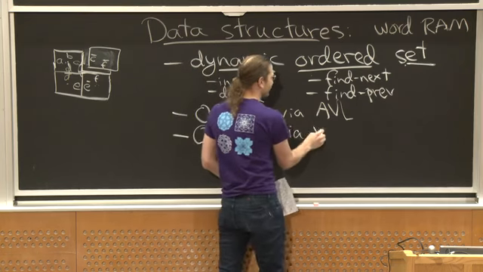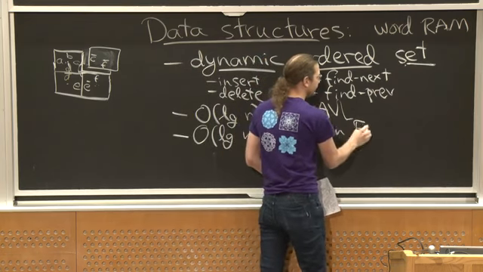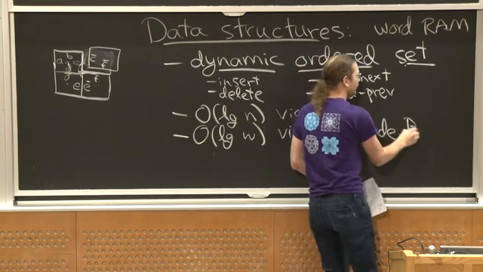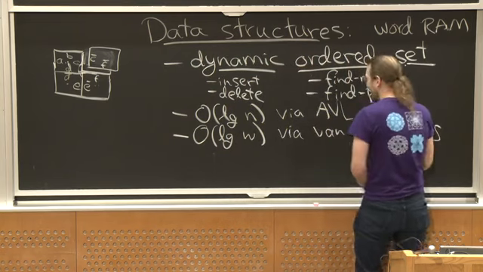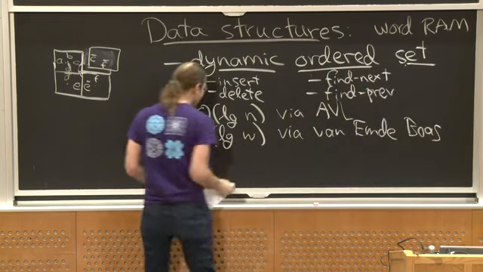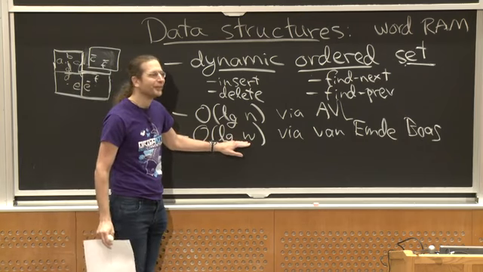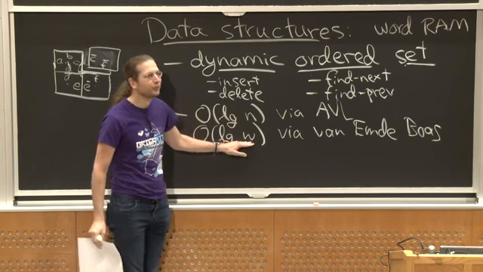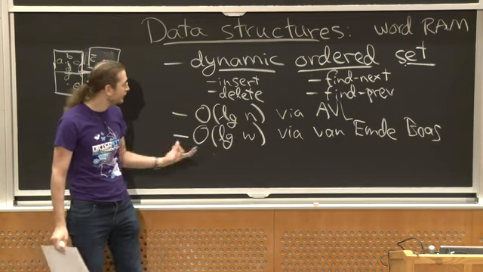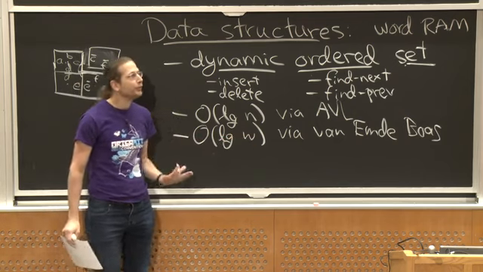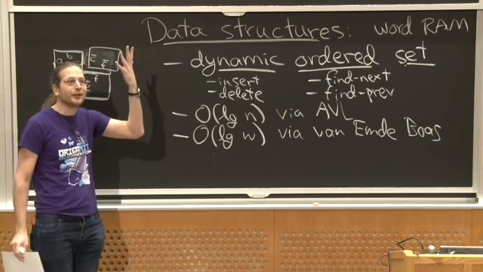This is via a structure called van Emde Boas, who's a person. AVL is two people. Van Emde Boas I've actually met. So log w, remember w is our word size. So this is a bit of a weird running time. It's great if w is like log n, then this is log n. And we know w is at least log n, but it could be bigger.